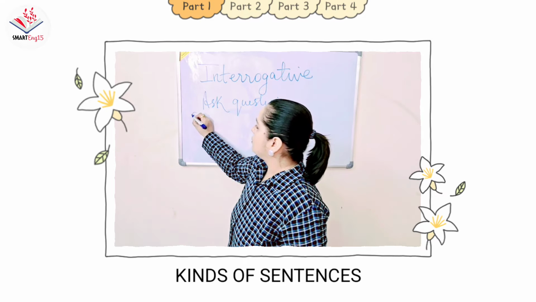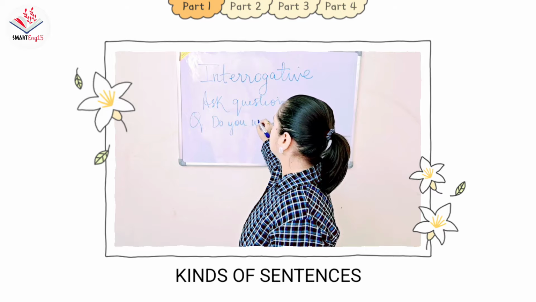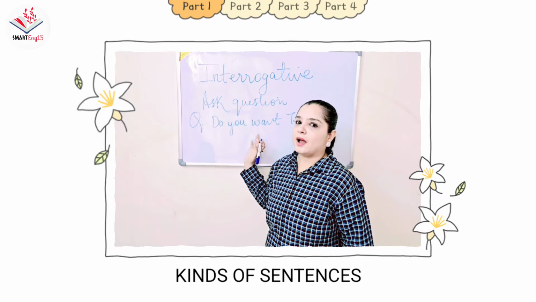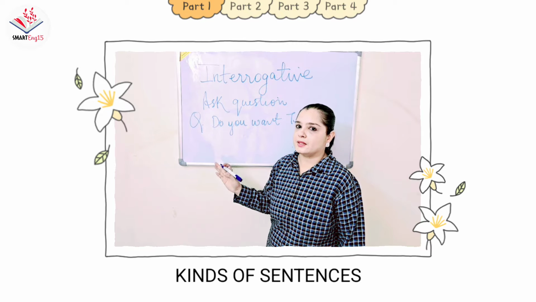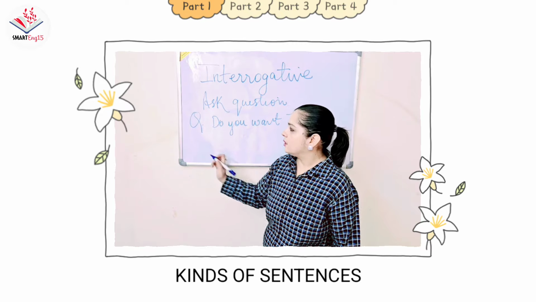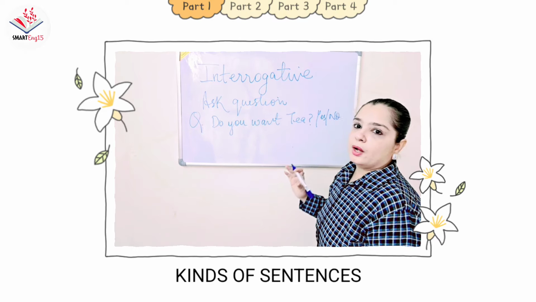So the very first question, do you want tea? Now if you see, you have to answer this question in yes or no. Yes, I want tea. No, I don't want it. Right? So we answer it in yes or no. So this is the first kind of question.